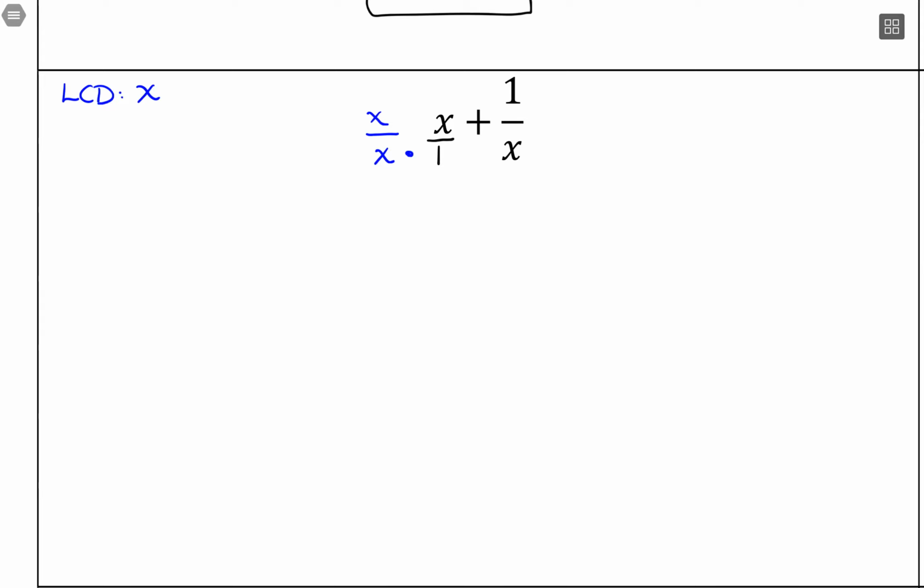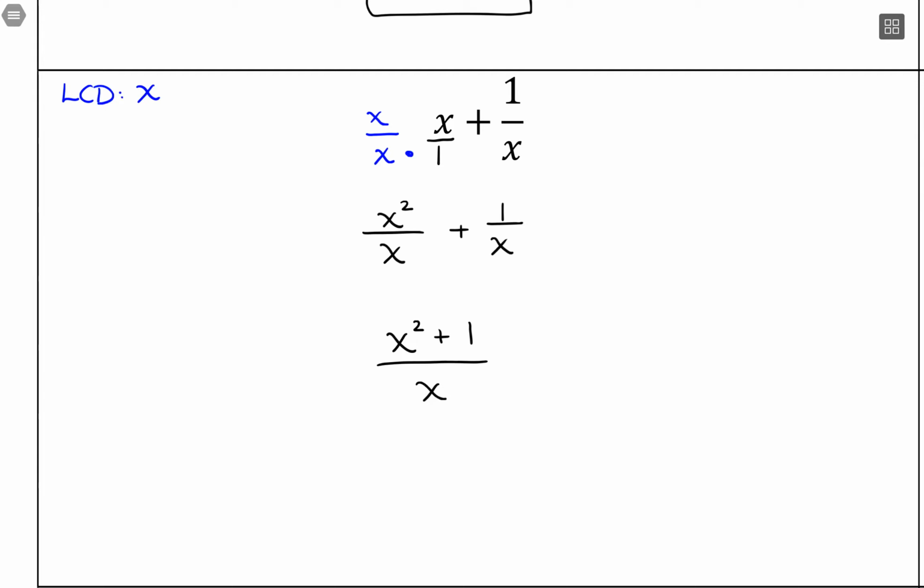So x times x is x squared, over x times 1, which is x, plus 1 over x. Now I can add the numerators together, so x squared plus 1 over, and then that common denominator of x. So that's how we would add those together. And there's nothing else to simplify here.